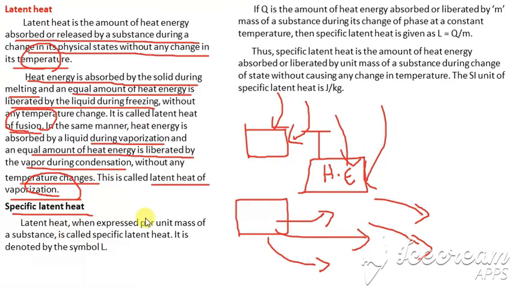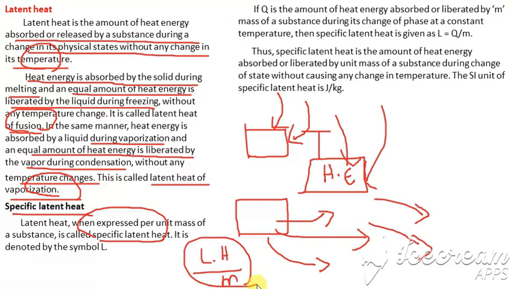Latent heat when expressed per unit mass of a substance, then that is called as a specific latent heat. Okay, so if you have the latent heat and that is divided by the mass, that is said to be the specific latent heat, and this is denoted by the symbol L. If suppose Q is the amount of heat energy and M is the mass, then the latent heat is given by L is equal to Q divided by M, because that is the quantity of heat divided by the mass, is it not so? Q divided by M.